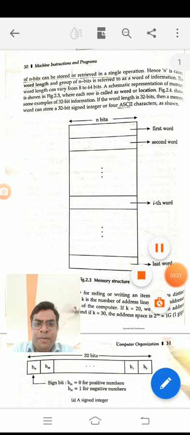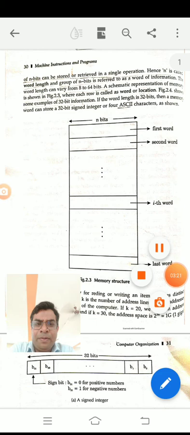This is the first word, second word, third word, and last word. And here also you have to do the sum. Each row is called the 32-bit information. And if the word length is 32 bits, then the memory word can store a 32-bit integer or 4 ASCII characters. Here, see, 4 ASCII characters, 32-bit information, in this figure 2.4.